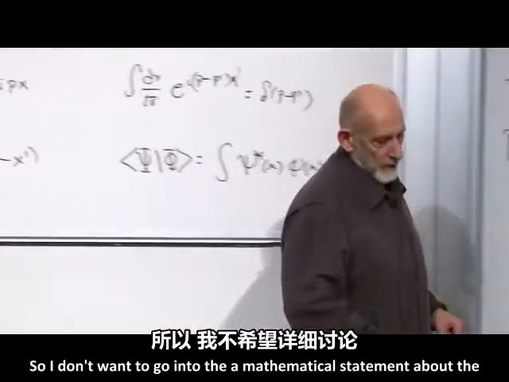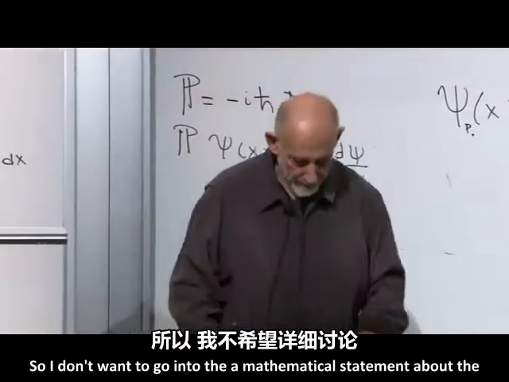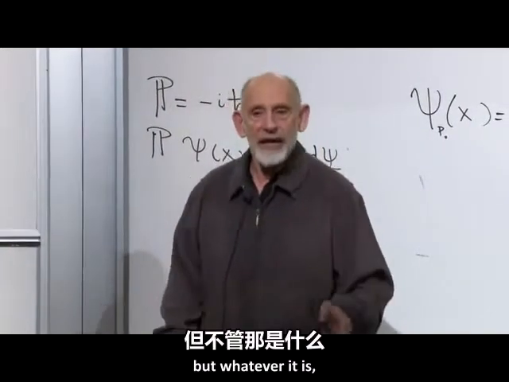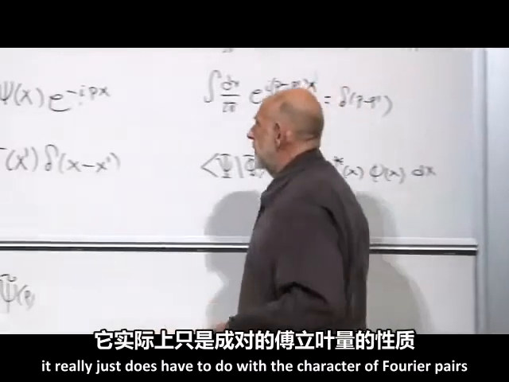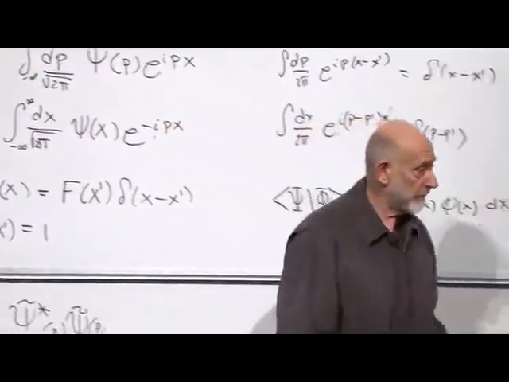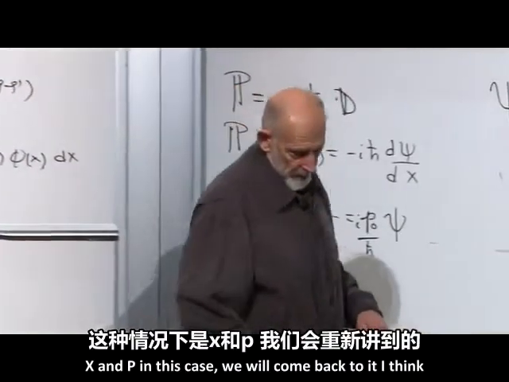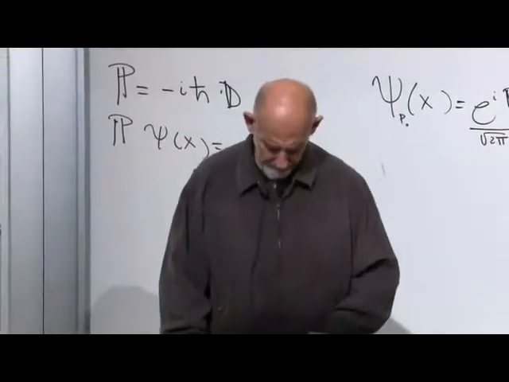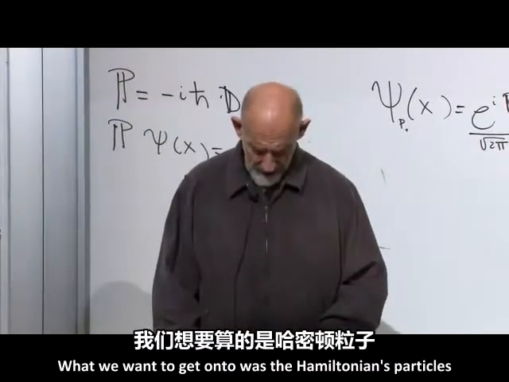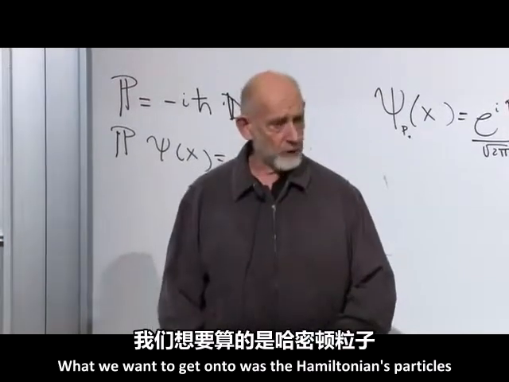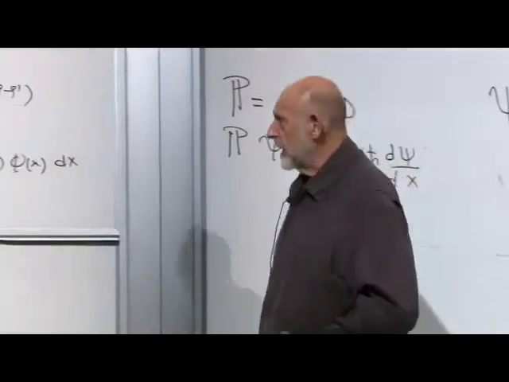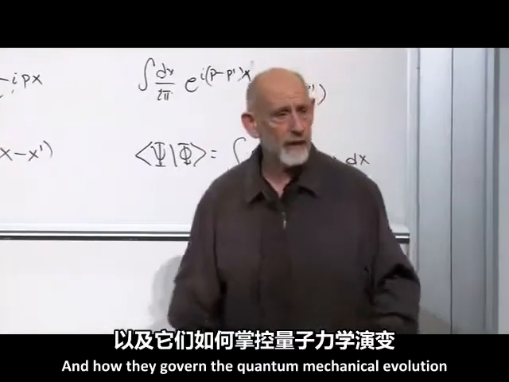So I don't want to go into a mathematical statement about the uncertainty principle here. But whatever it is, it really just does have to do with the character of Fourier pairs, x and p in this case. We'll come back to it, I think. What I wanted to get onto was the Hamiltonians for particles. Just the simplest possible Hamiltonians for particles and how they govern the quantum mechanical evolution.